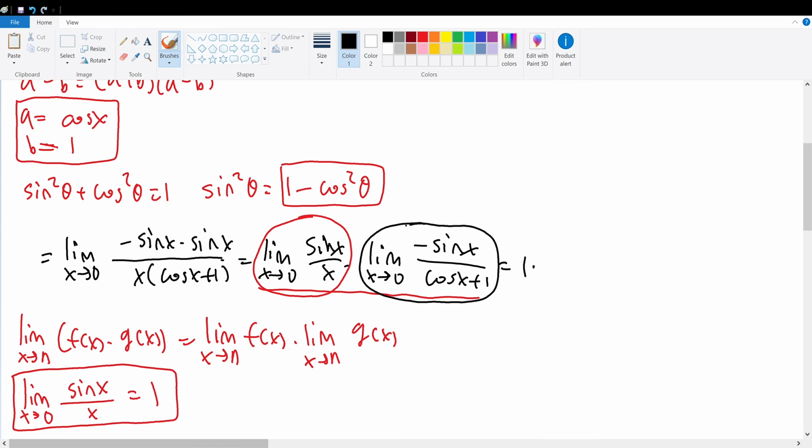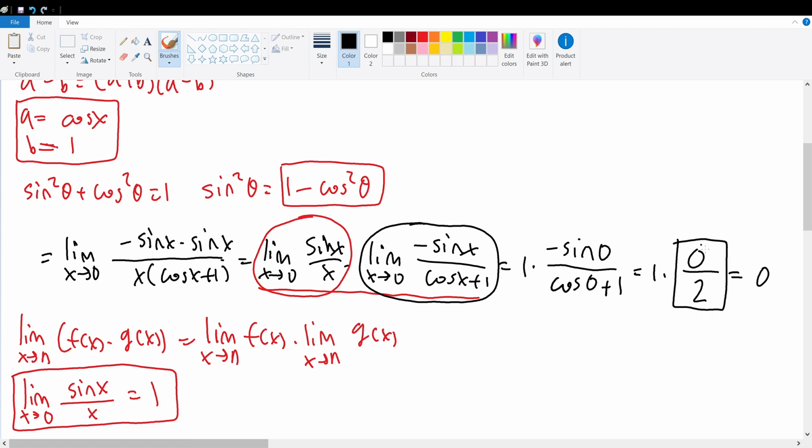And to evaluate this limit, we can simply substitute x equal to 0 into the limit, which is one way to solve limits. This can then be rewritten as −sin(0 radians)/(cos(0 radians) + 1). We know that the sine of 0 from our special angles is 0, so negative 0 is 0, cosine 0 is 1, and 1 plus 1 is 2. 1 times 0 over 2 will give us 0, because 0 divided by any number is equal to 0.